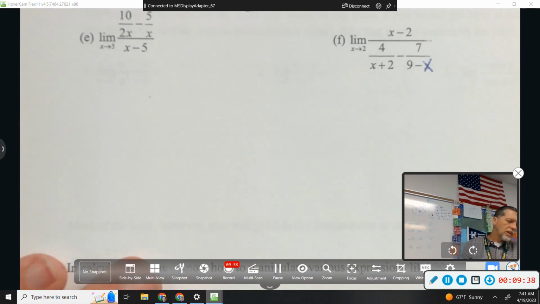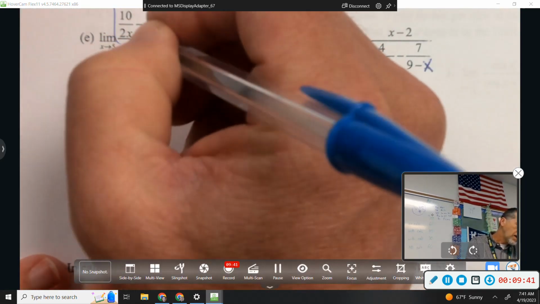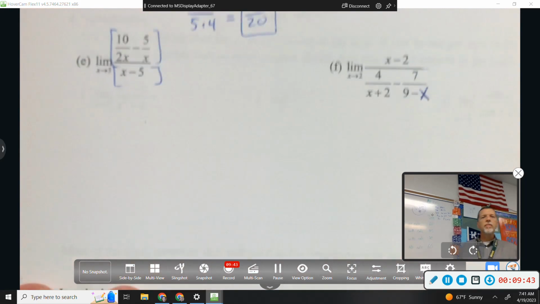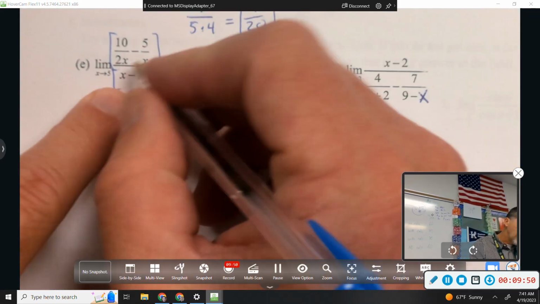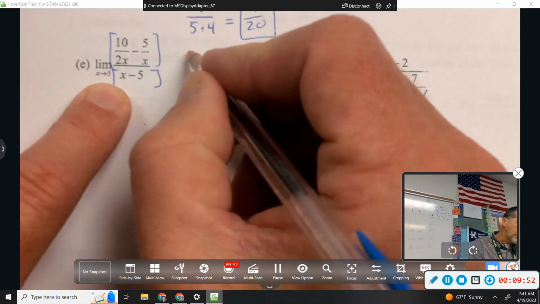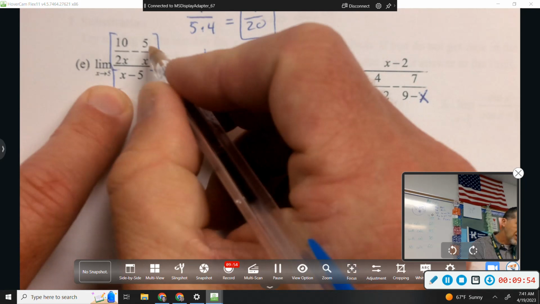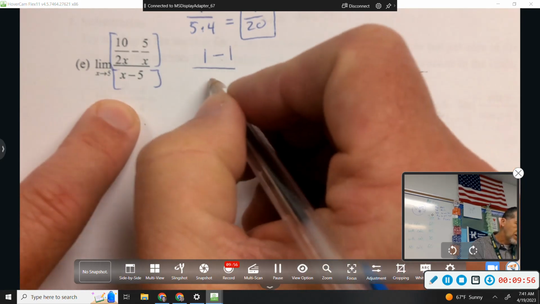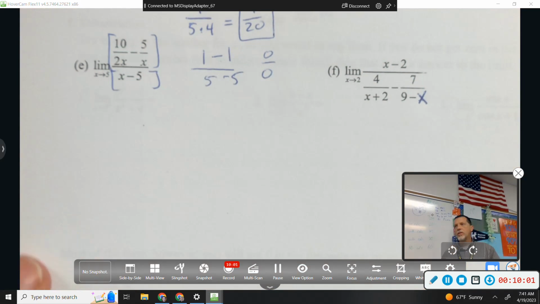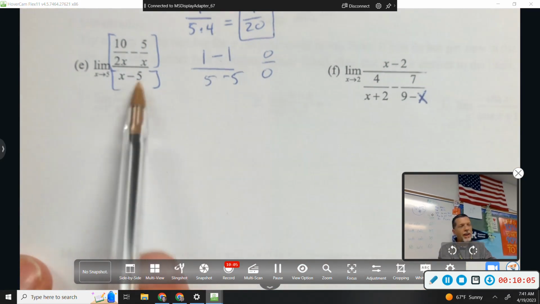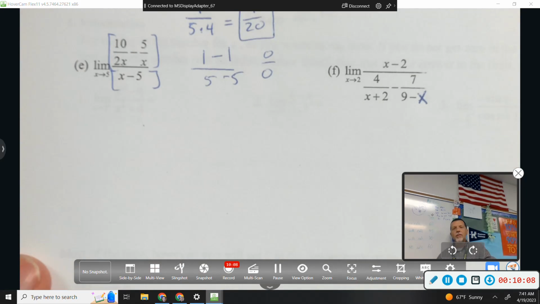Example E. What do you want to multiply that would cancel? Well, I guess we should substitute first. Let's see. Substituting 5 would be 10 over 10 is 1. 5 over 5 is 1. And then 5 minus 5. So yes, 0 over 0. So there's a hole at x equals 5. So I'm expecting that x minus 5 to cancel eventually. And we just got to do our algebra magic to get there.